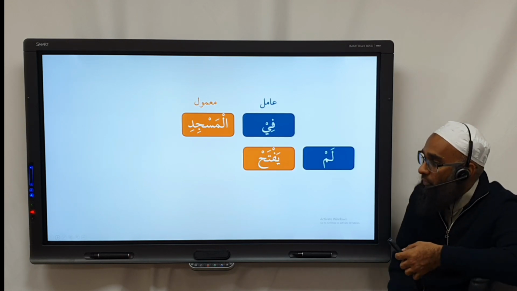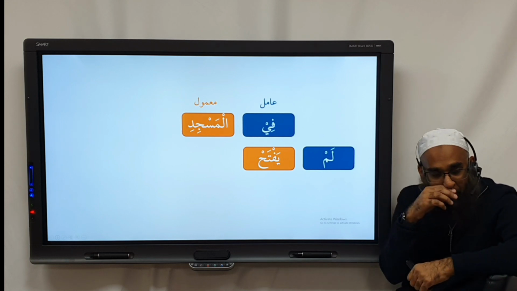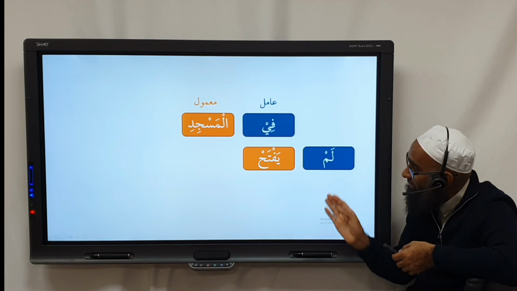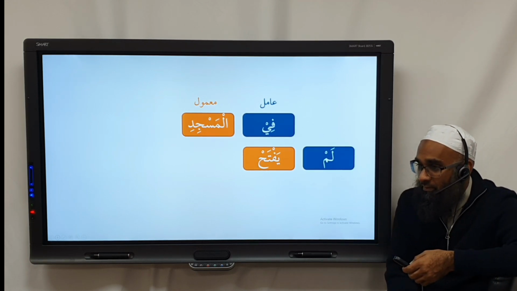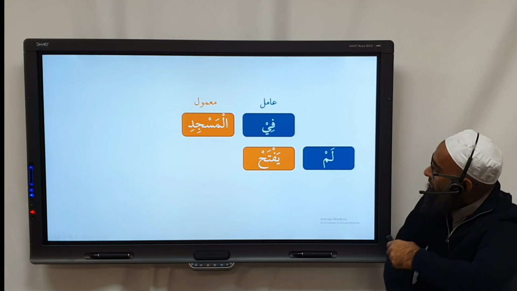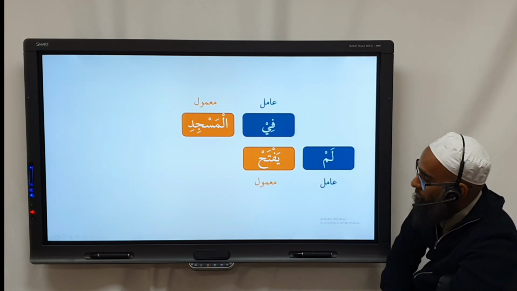Lam. What does lam mean? Not. You add it to the fa'il mudari. What's the amil in here? Who can tell what the amil is? Lam. What does lam do? It makes yaftah what? Majzoom. Very good. So it's the amil, and that's a ma'mul.